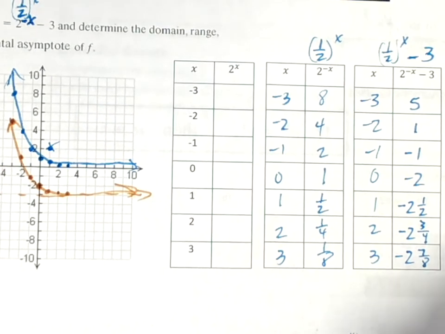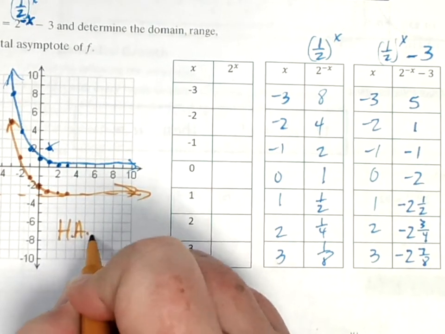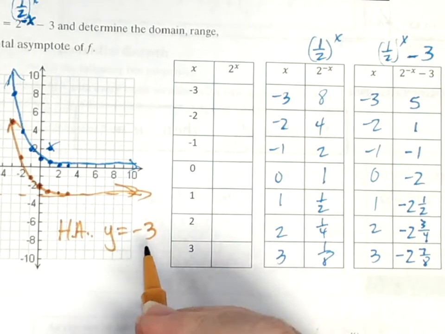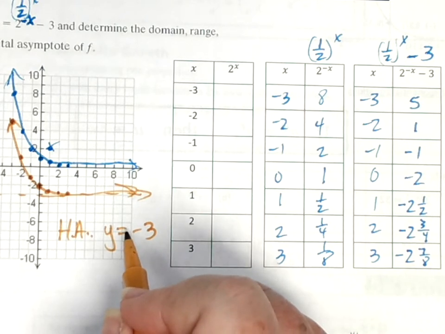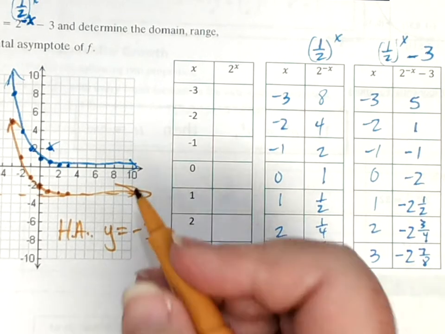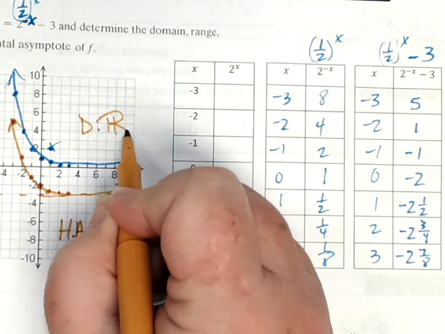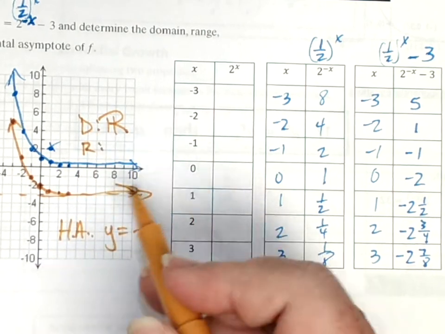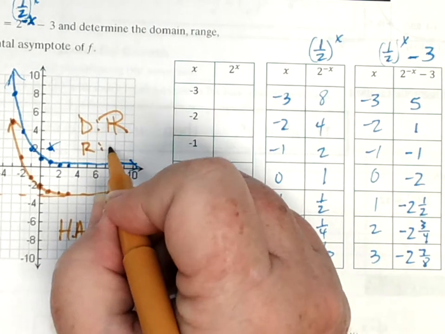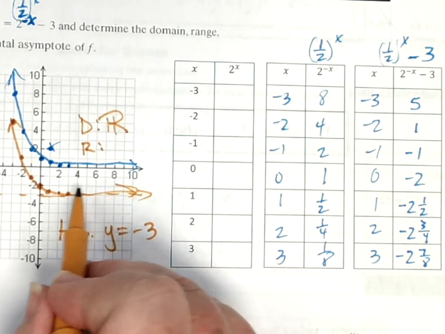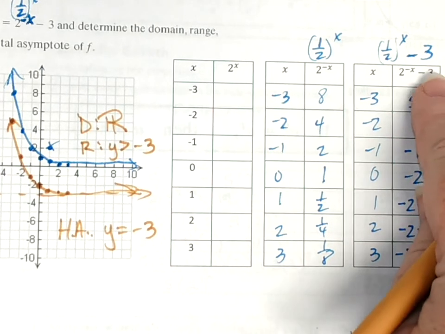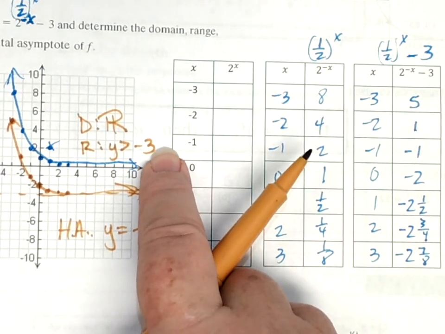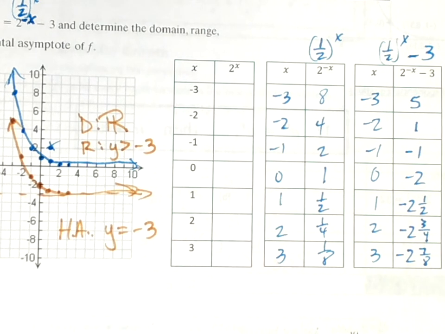This is approaching -3. My horizontal asymptote is now y equals -3, because as the graph moved down 3, so did the horizontal asymptote. And although the domain is still all real numbers, the range is now shifted down 3 also. The range isn't greater than 0 anymore because these numbers down here are below 0. The range is greater than -3. So the vertical shift told me what to do with the range, and the vertical shift told me what to do with the horizontal asymptote.